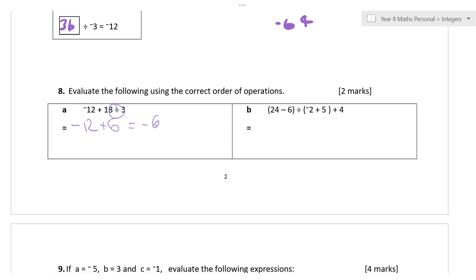For this one, it's a bit more complicated because there are multiple brackets, but we just have to focus on one thing at a time. So the first bracket, it's 24 divided by minus 6, which is negative 4. And then we've got divided by the next brackets, which is negative 2 plus 5, and that equals 3. And then we've just got plus 4. So then we focus on division, so that'll be 6 plus 4 equals 10.